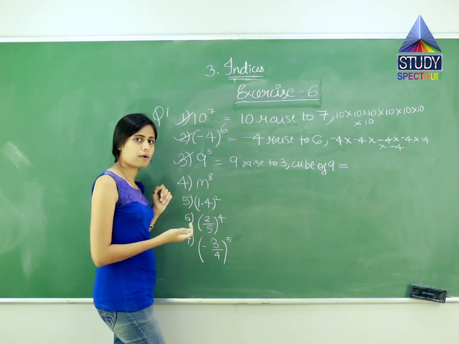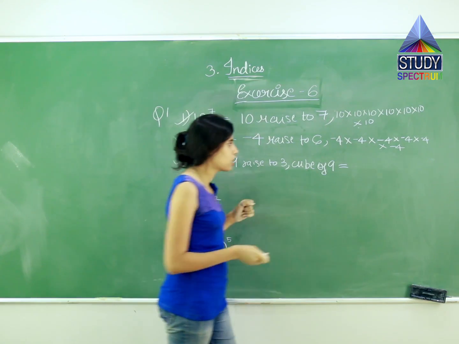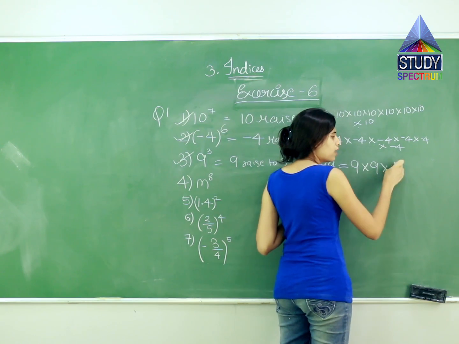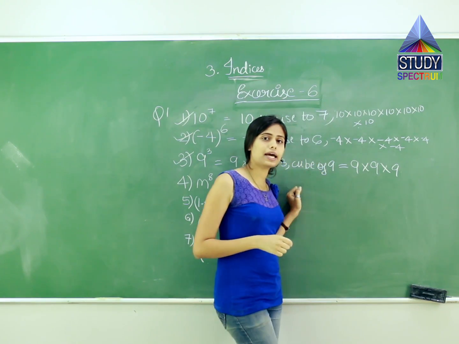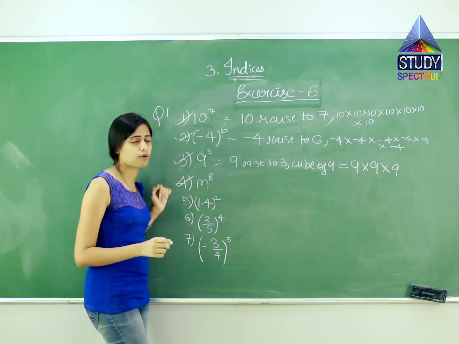What is the product form of this? Writing 9 how many times? Index time, which is 3. So 9 into 9 into 9. Writing this 9 how many times? 3 times. Now let us move on to the next question, which is the fourth question.